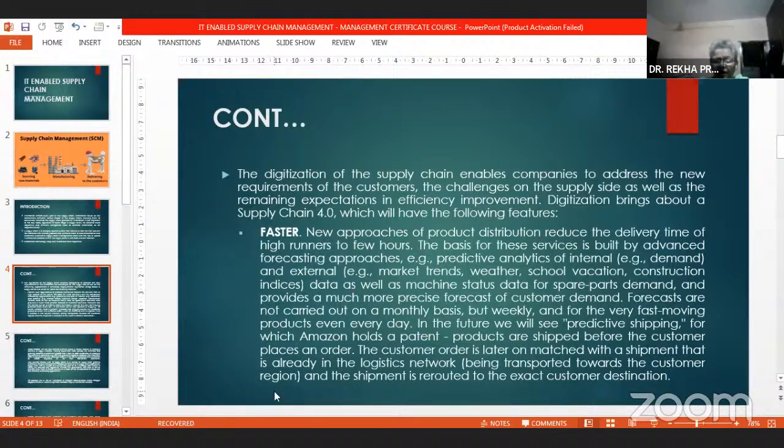So digitization means information technology. This has made the whole supply chain move faster, to satisfy the customer, not only maintaining the quality and the cost at the same time, but making things available to the customer in a shorter duration.